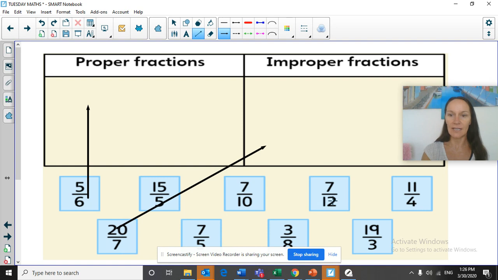Let's try this one here. 7/12. You'll agree? We will put it in there. 7/5. Well, the same rule applies. If the numerator is bigger than the denominator, it means it is an improper fraction. And it is an improper fraction because it is bigger than a whole one.